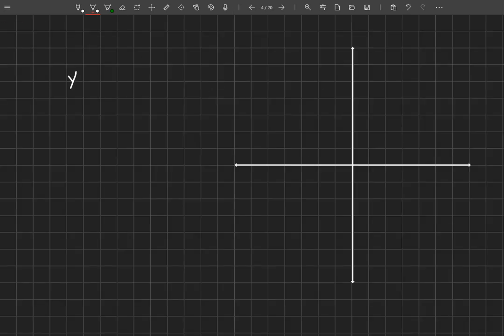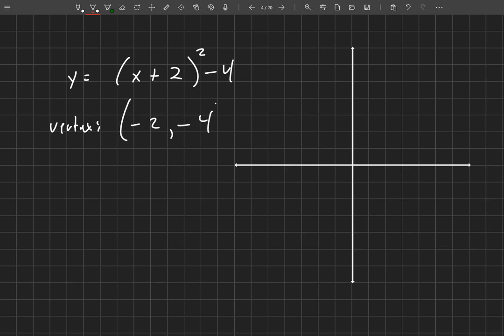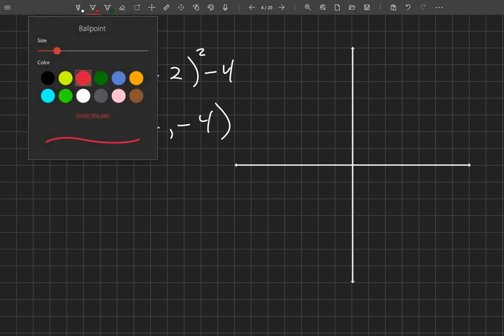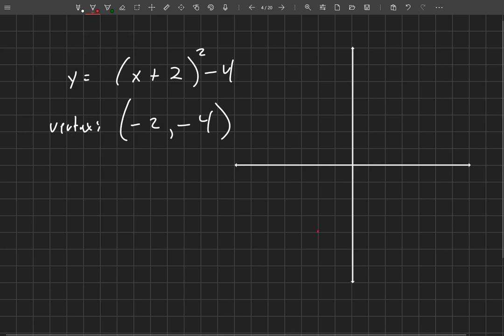Let's do y equals x plus 2 squared minus 4. And so remember, to find the vertex, we just swap this sign. So we have negative 2. Oh, excuse me. We do not switch the sign on the outside. And that gives us our vertex. So then we go down here and we graph it. So my vertex is negative 2, negative 4.